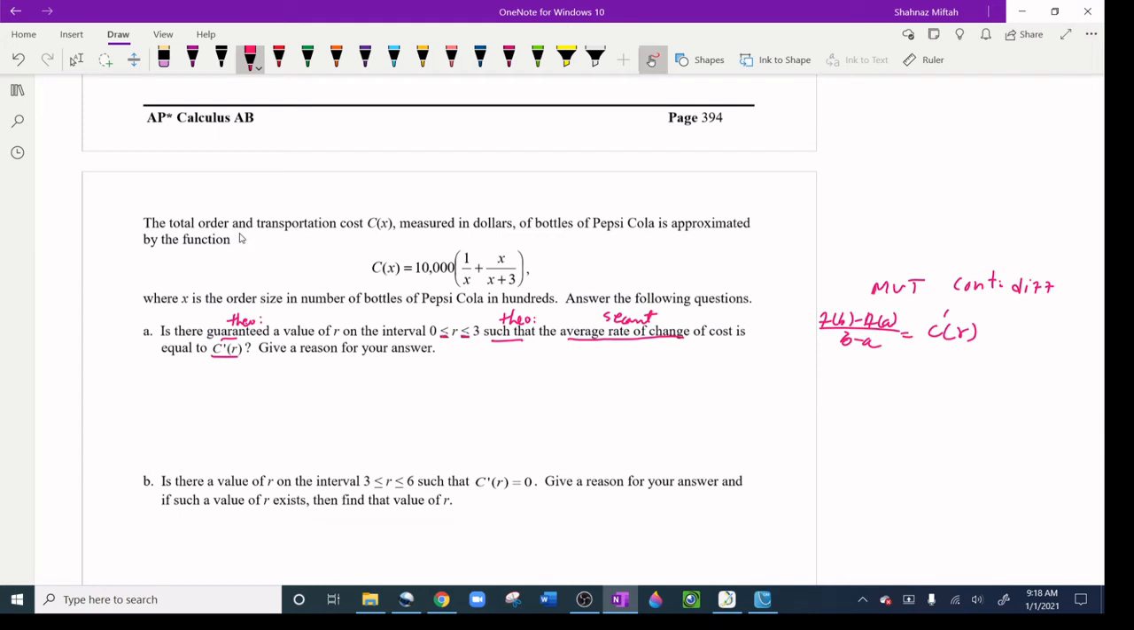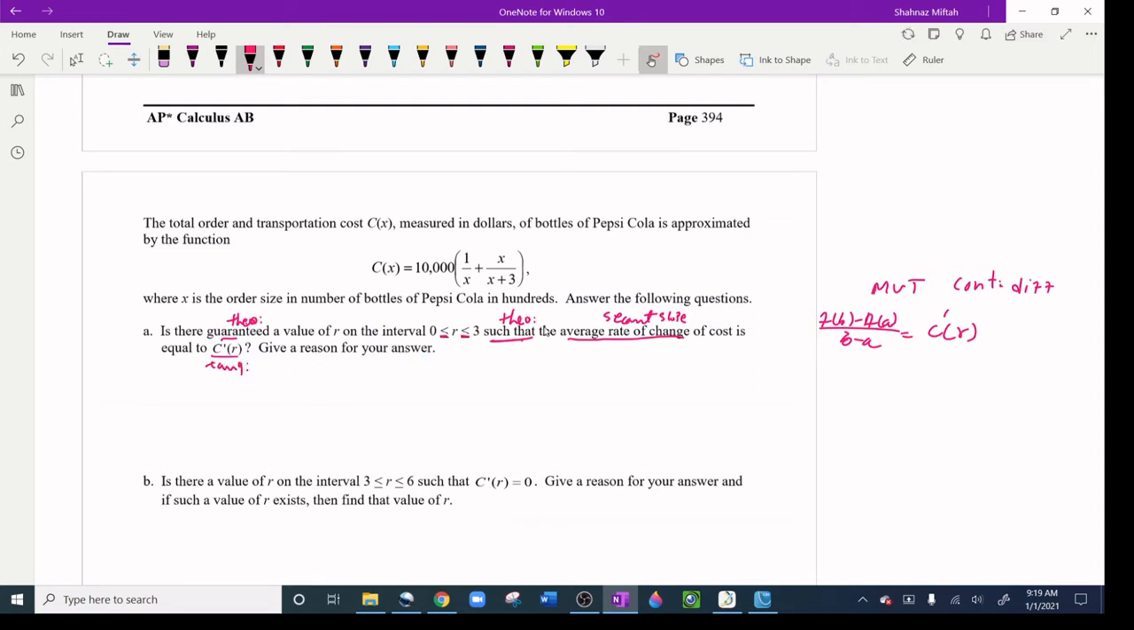Okay, for this question, the total order and transportation cost, measured in dollars, of bottles of Pepsi Cola is approximated by the function. This is the function. x is the order size, the number of bottles of Pepsi Cola in hundreds. Answer the following question. Is there a guaranteed value of r on the interval 0, 3 such that the average rate of change of cost is equal to c prime of r? Give a reason for your answer. When I see the word guaranteed, it means it's a theorem, again, it's a theorem. The average rate of change means a secant slope, equal to c prime, which is a tangent slope at r.